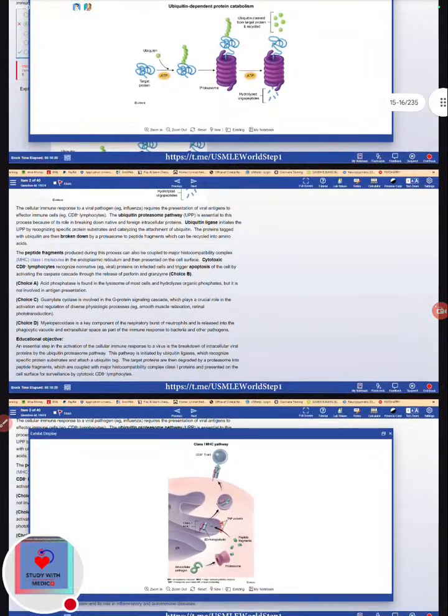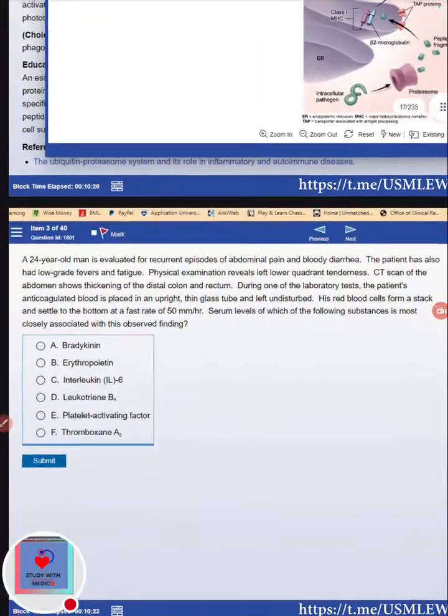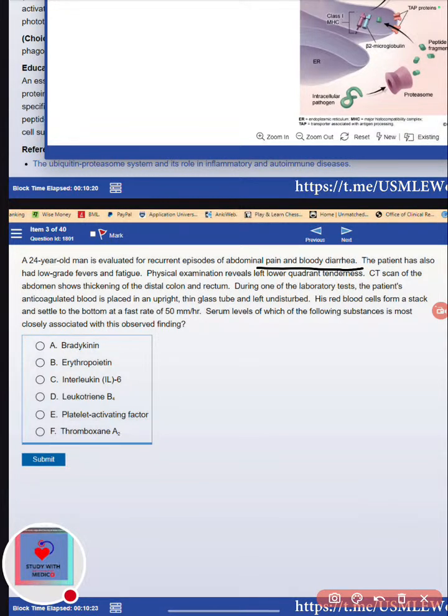Now let's talk about the next thing. Next question: a 24-year-old male is evaluated for recurrent episodes of abdominal pain and bloody diarrhea. The patient also has low grade fever and fatigue. Physical examination revealed left lower quadrant tenderness. CT scan of the abdomen showed thickening of the distal colon and rectum.